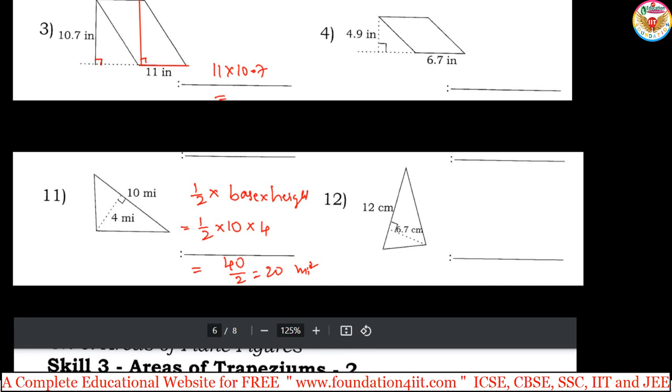Area of the triangle is 1 by 2 into base into height. Use this formula to do these problems. 1 by 2, base is 12, height is 6.7.